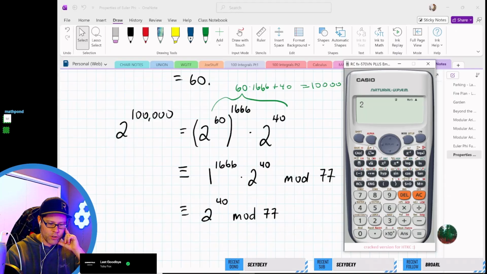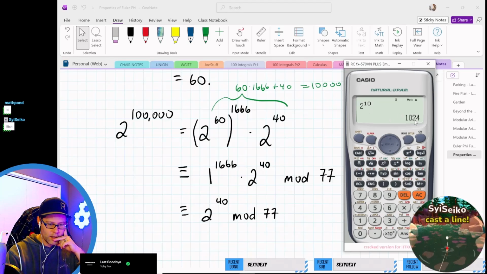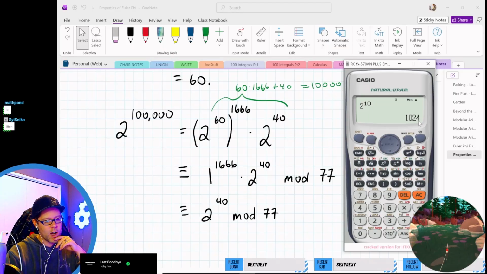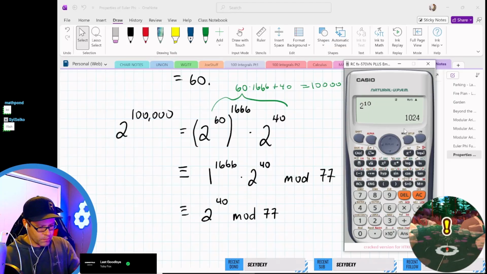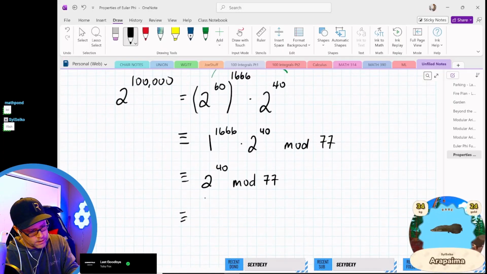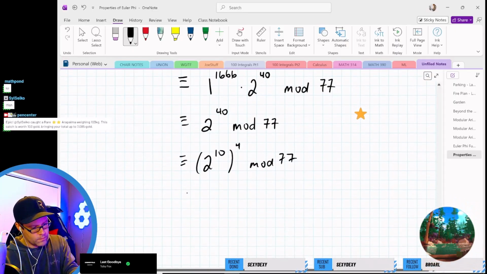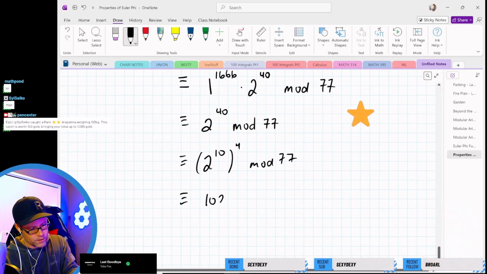So what if we did something like 2 to the 10? I'm looking for something that I can actually write out. So we might be able to do 4 copies of 2 to the 10. So let's think about that. So this is 2 to the 10 to the 4 mod 77. So that's 1024 to the 4 mod 77.